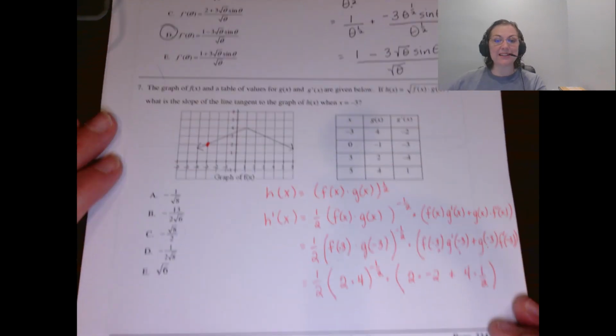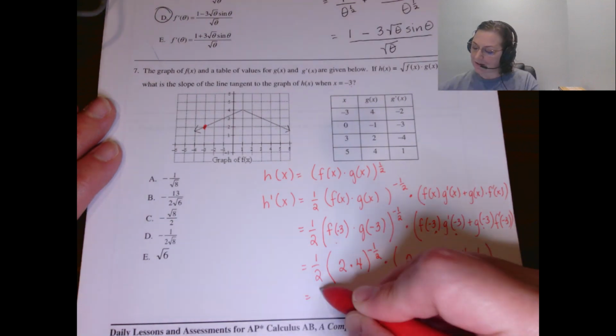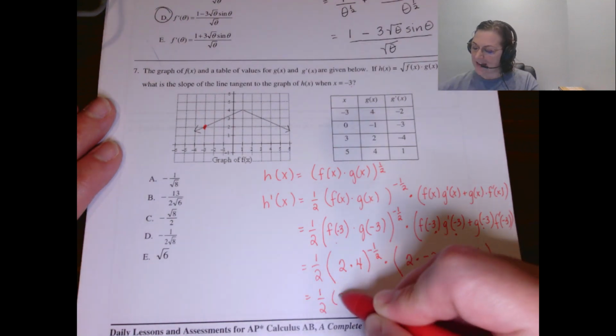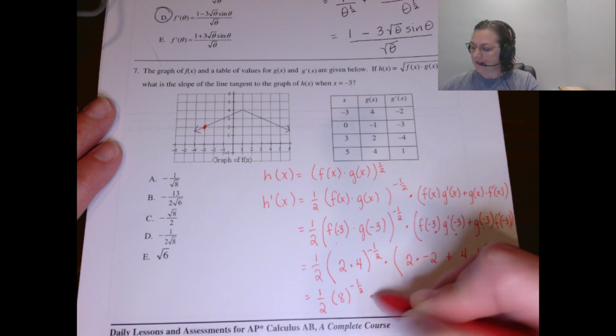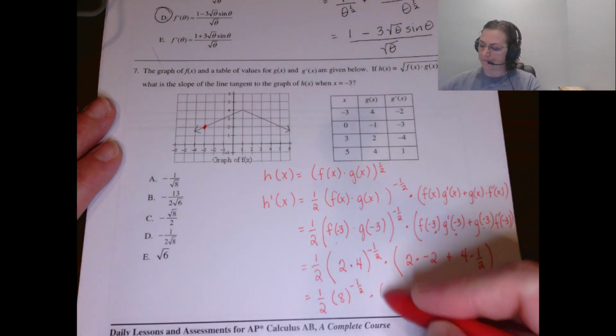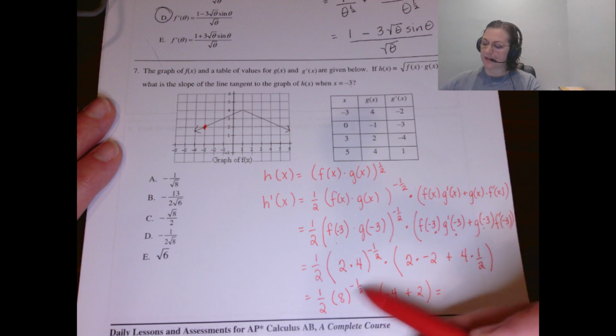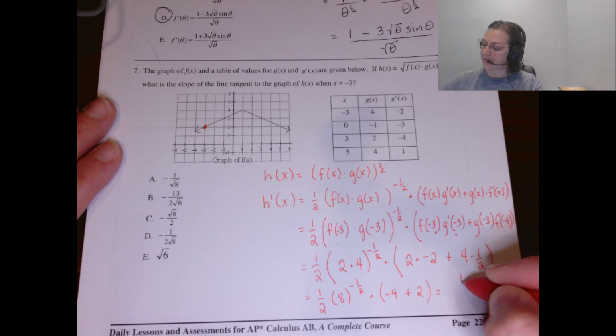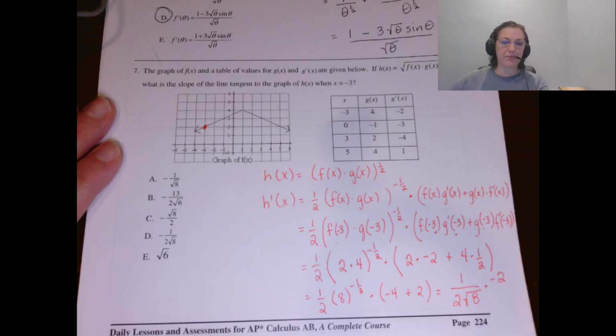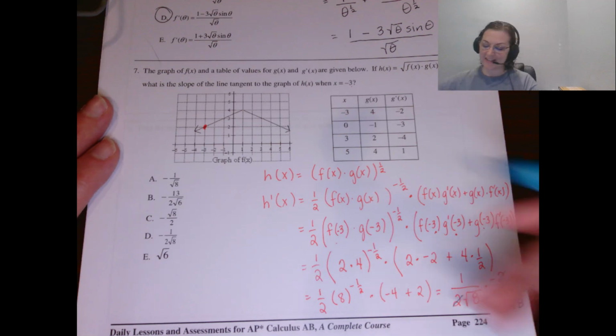All right, now we just got to clean up the numbers here. Looks like I've got 1/2 times 8 to the -1/2 times -4 plus 2. Okay, the 8 to the -1/2 is coming to the denominator. So I've got 2 square root of 8 times -2. Okay, so those 2's you can see cancel, and that leaves me with -1 over the square root of 8, which I have as an answer choice for A.